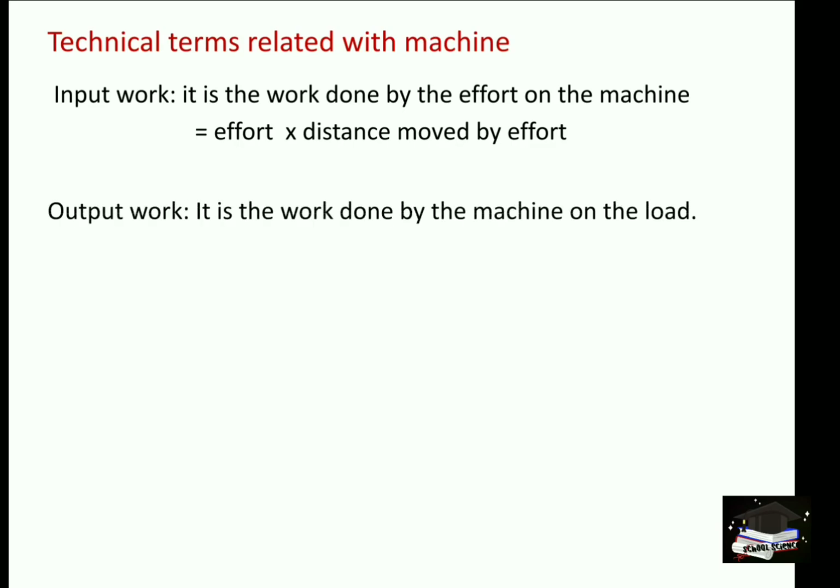Next, output work. Output work is the work done by the machine on the load. It is the work generated by the machine. Suppose we apply some input work, that input work will be utilized by the machine to do the work on the load. That work which is generated by the machine on the load is called output work. It is formalized as load into distance moved by the load.